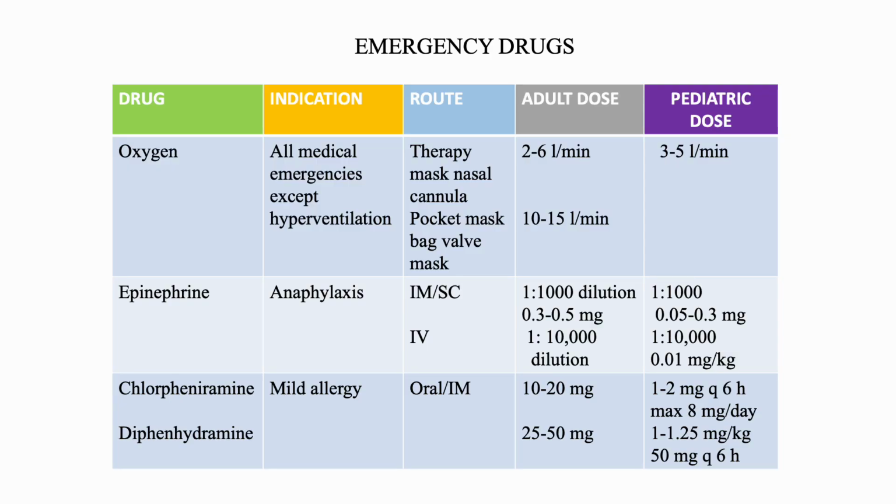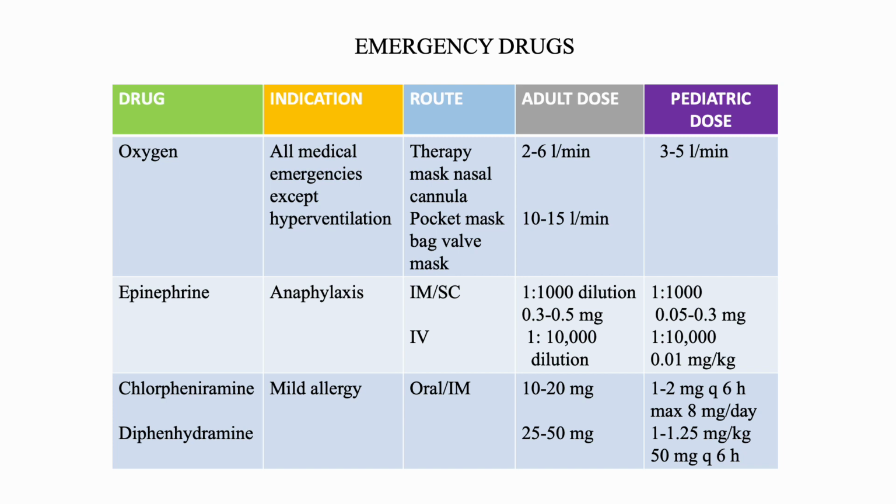Alright, this is to summarize the pharmacological agents that have been discussed and other important pharmacological agents. Okay, so oxygen, as mentioned before, is indicated for all medical emergencies except hyperventilation. The route of therapy: mask, nasal cannula, can also give pocket mask, bag valve mask. Adult dose between 2 to 6 liters per minute. For pediatric dose 3 to 5 liters per minute.